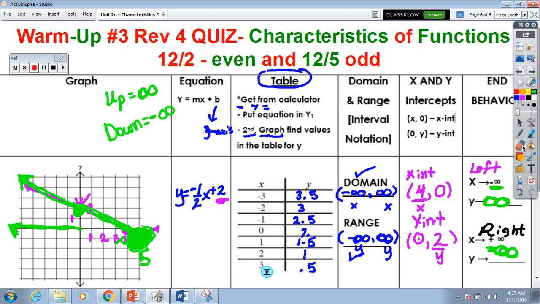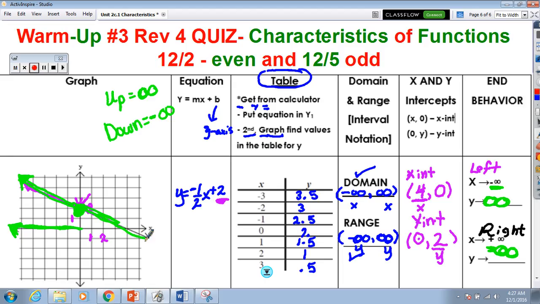Okay? But since it's not, we clearly have an arrow on that side of the graph, as you can now see. That means it goes on forever in that direction. And since it's going down, that means negative infinity. This side of the graph was going up. So that means positive infinity.